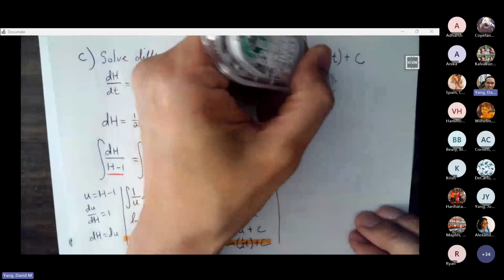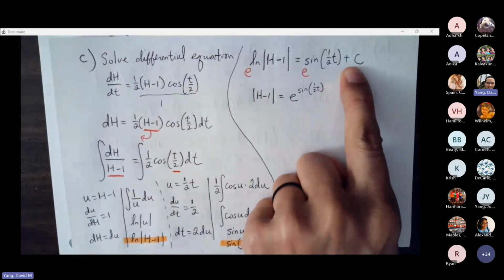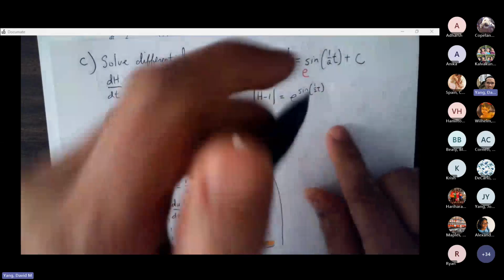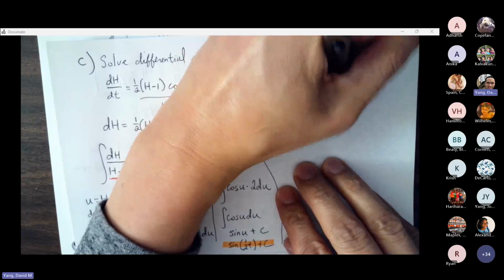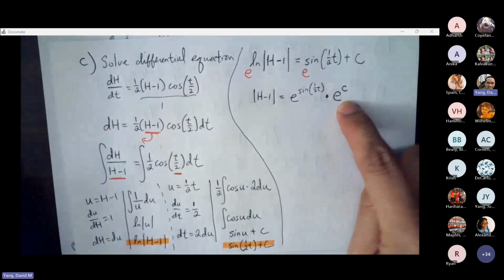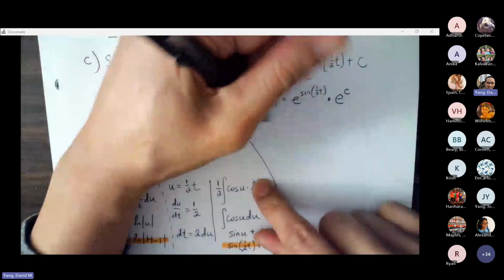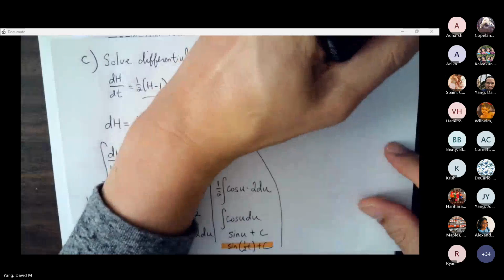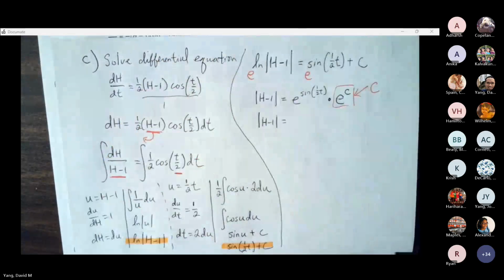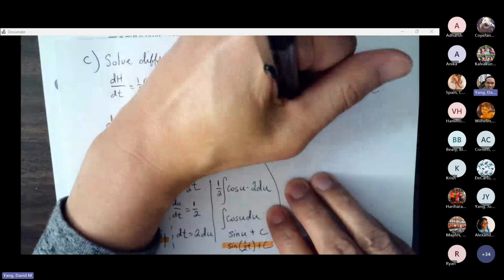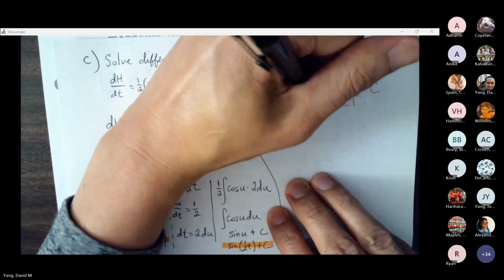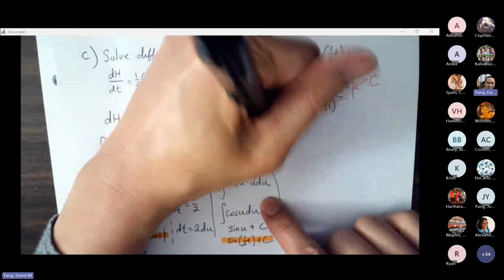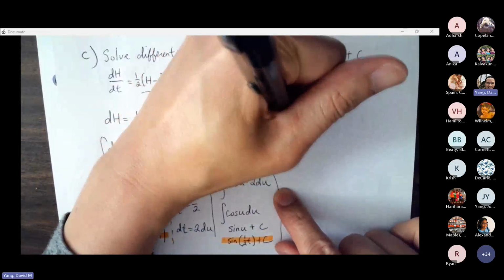And then also this e to the sine of 1/2 t plus c, the addition sign in the exponent location can be dropped down as the multiplication of e to the c. And I know that e to the c is just one giant coefficient c. I can just pull that out in front. Drop the absolute value because we know the c will absorb the plus and minus that's going to come from it.